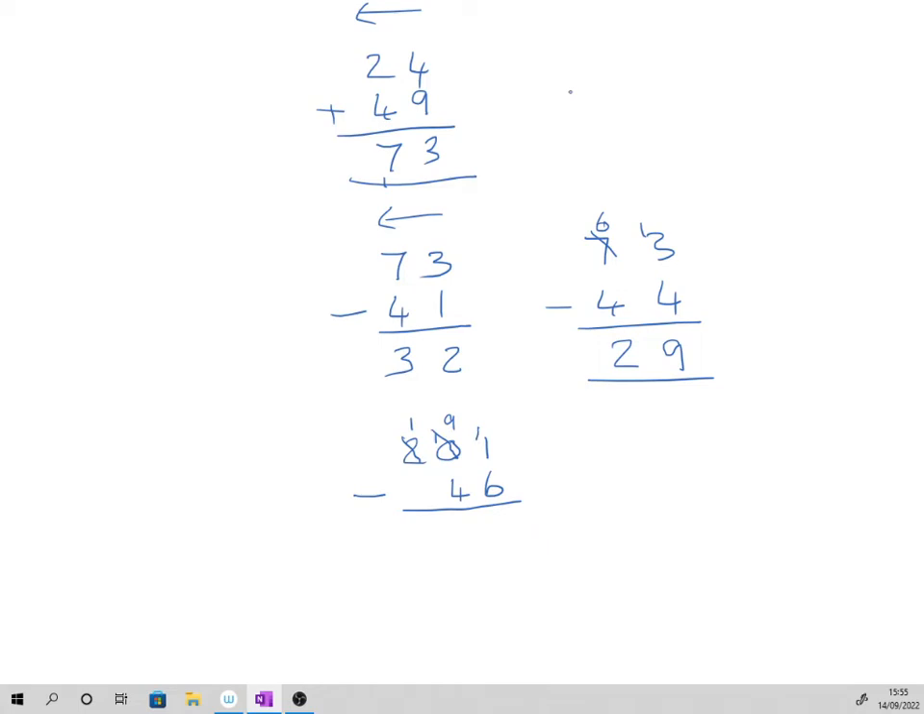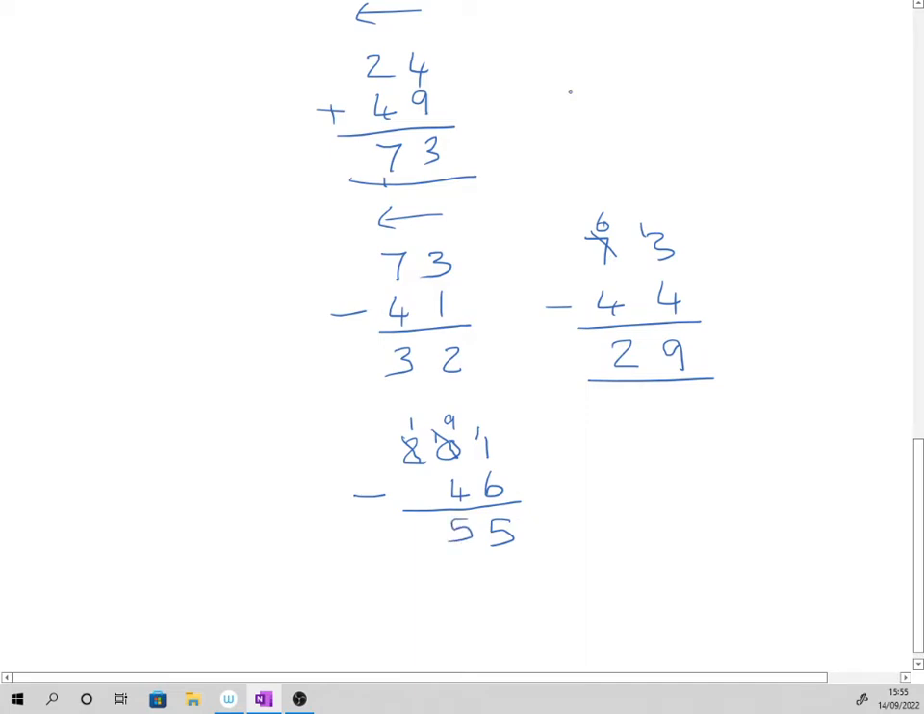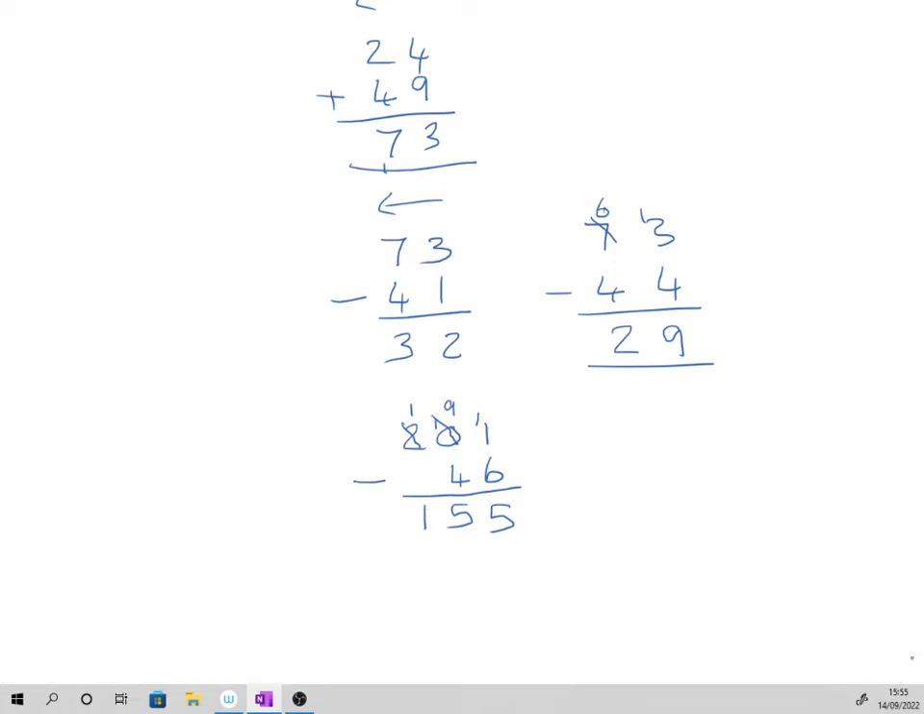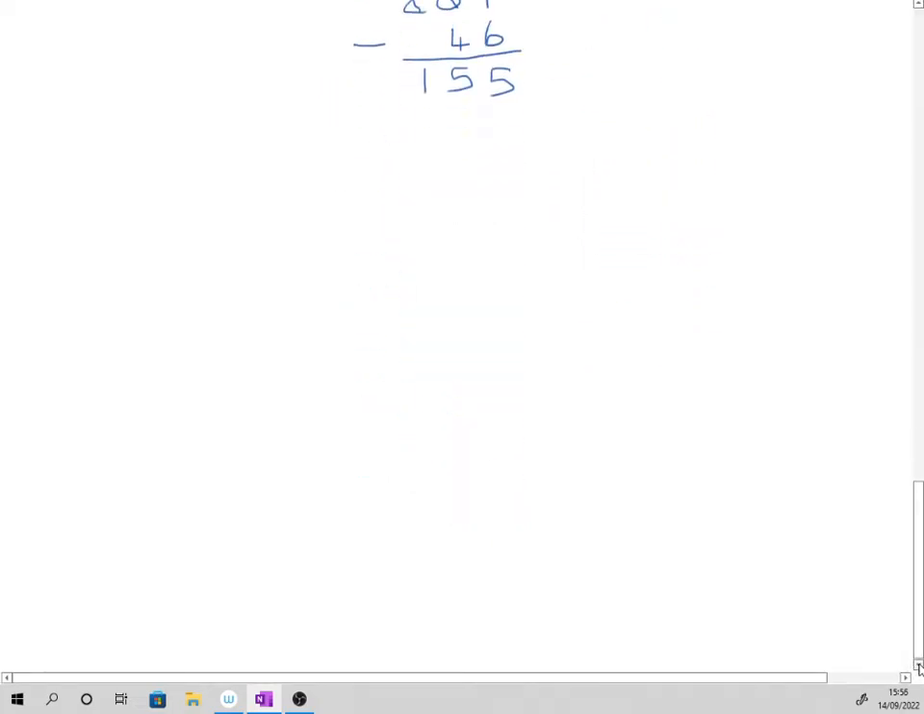So 11 take away 6 is 5, 9 take away 4 is 5, 1 take away nothing is, oh no, it's 1, isn't it? So that's 155. So that's subtraction. And we'll do this with negative numbers and decimals and all sorts of things later on, but just get the hang of this.